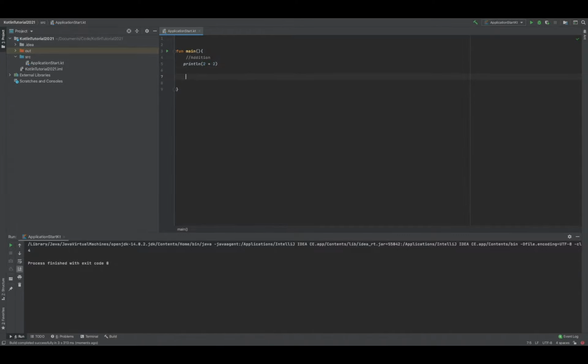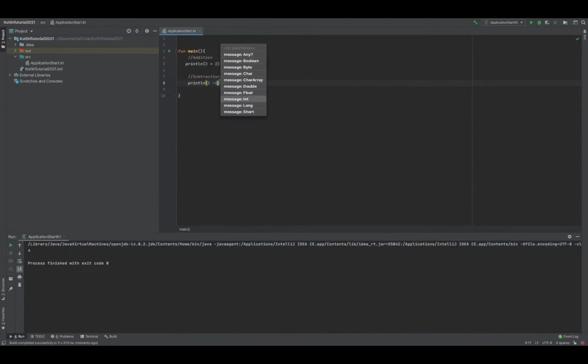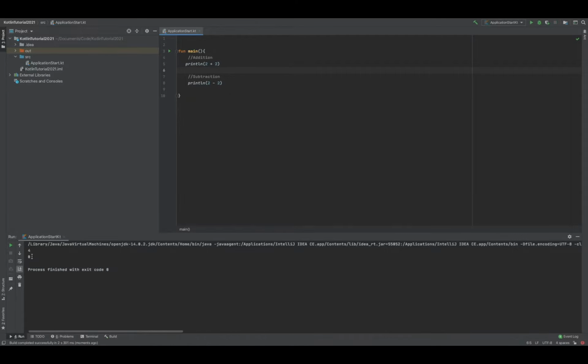The next one we're going to do is subtraction. Can't spell. And then we're going to also print that out. And we're going to do 2 minus 2. Put a space there for looks. And we should expect that to be 0. Okay, cool. That worked.